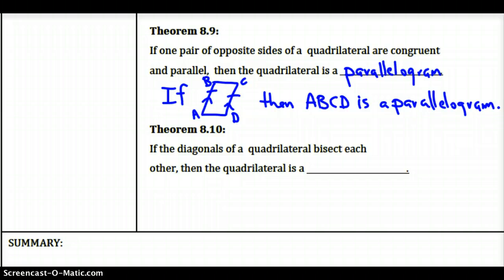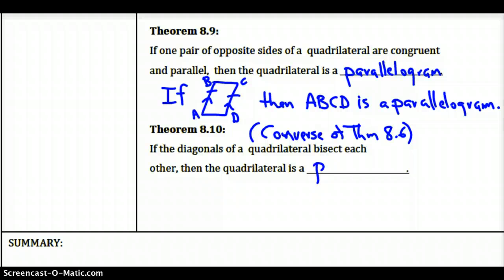And finally, this one looks familiar. Again, it's a converse. This is simply the converse of theorem 8.6. So if the diagonals of a quadrilateral bisect each other, then the quadrilateral is a parallelogram. So these are ways that we can show that a quadrilateral is a parallelogram. These 4 plus the definition make 5 ways.